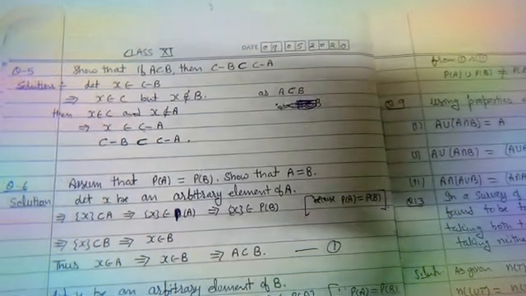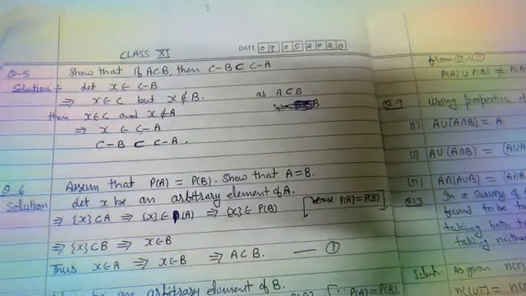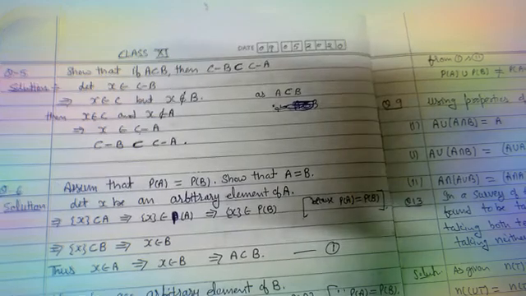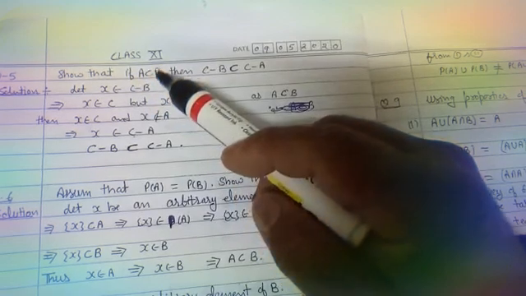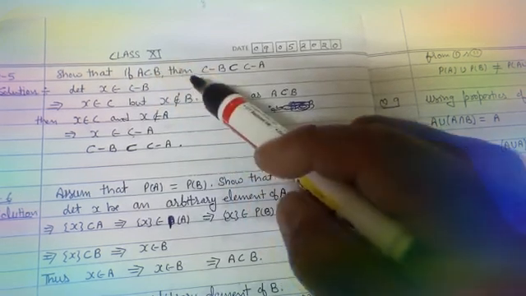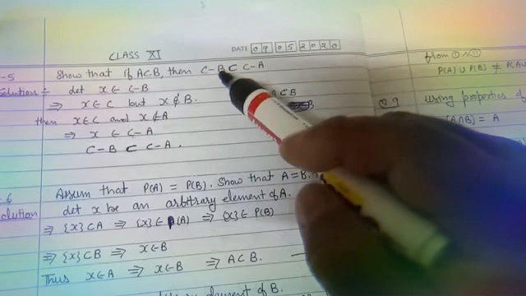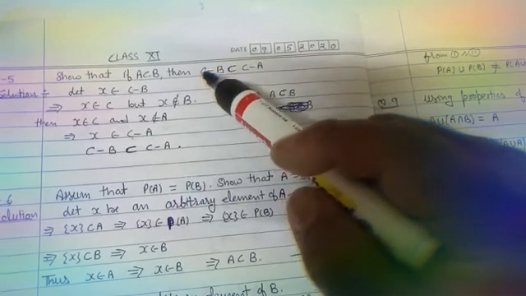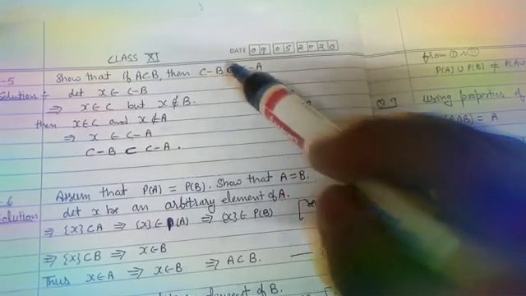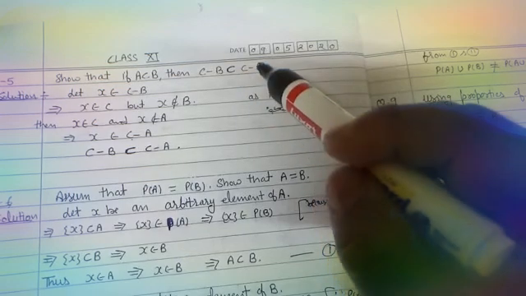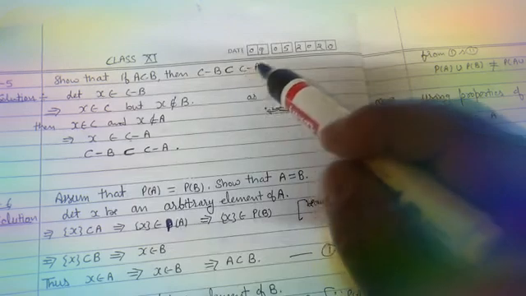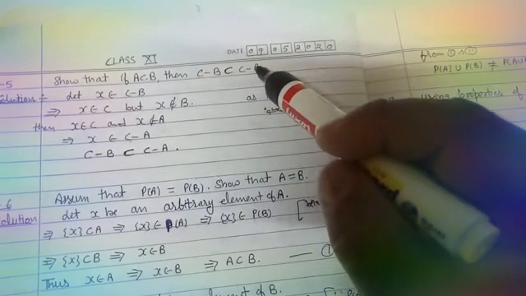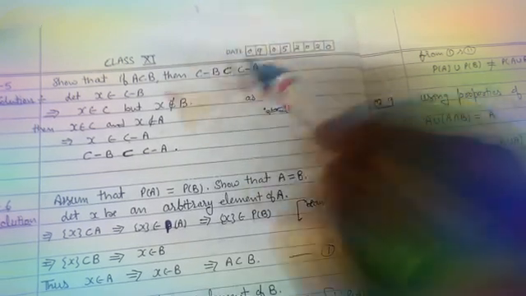Now I'm taking question number 5, which is: show that if A is a subset of B, meaning all the elements of A are in B, then C minus B is a subset of C minus A. C minus B means all the elements of C which are not in B, and C minus A means all the elements of C which are not in A. Means C minus A means we have to remove all those elements of A from C. So let's see how to solve this question.